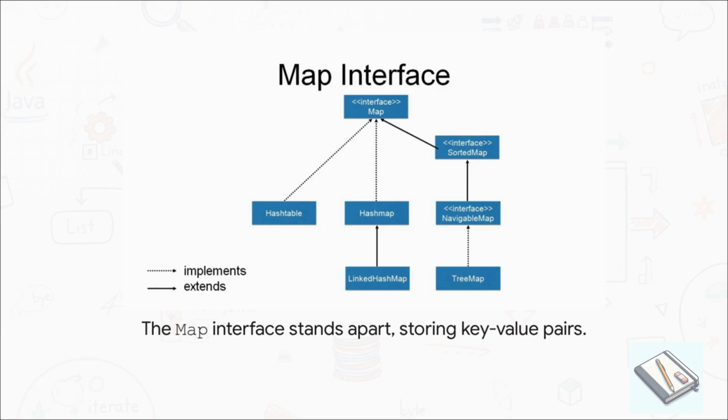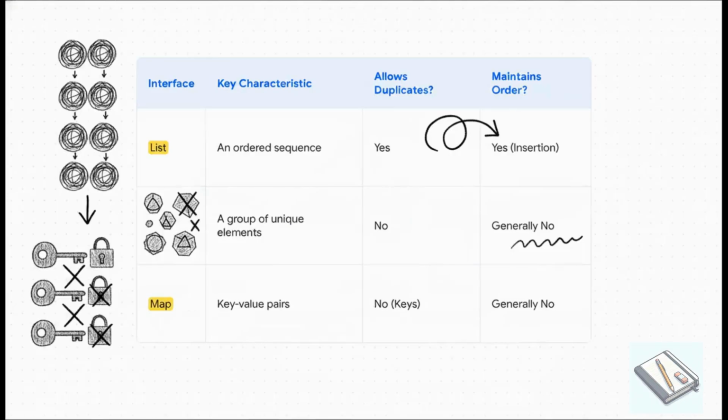Well, because it thinks about data differently. Instead of just holding single objects, a map holds pairs, a unique key that maps to a specific value, just like a dictionary. So here's the quick breakdown. A list is an ordered sequence and is totally fine with duplicate items. A set is the opposite. It insists on uniqueness, no duplicates allowed. And a map is all about those key value pairs, where every key has to be unique. This simple choice between them has huge effects on your code's performance and logic.